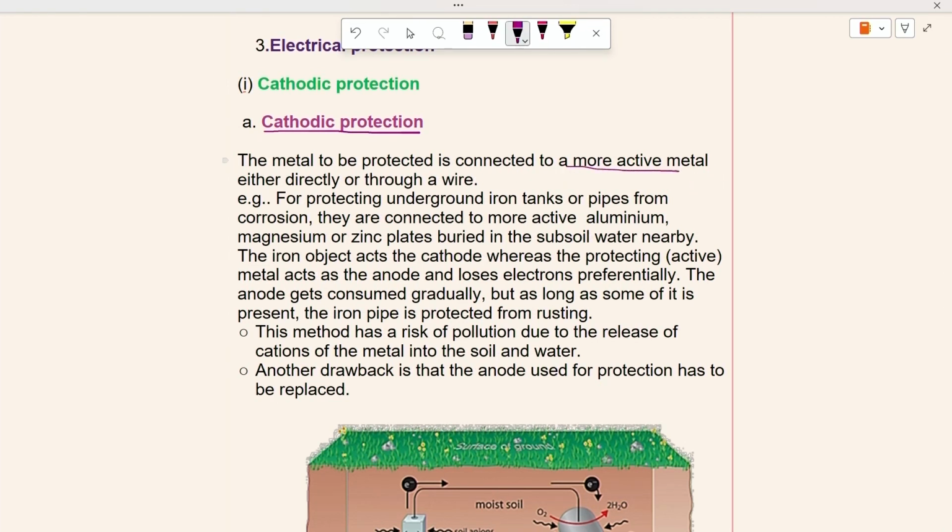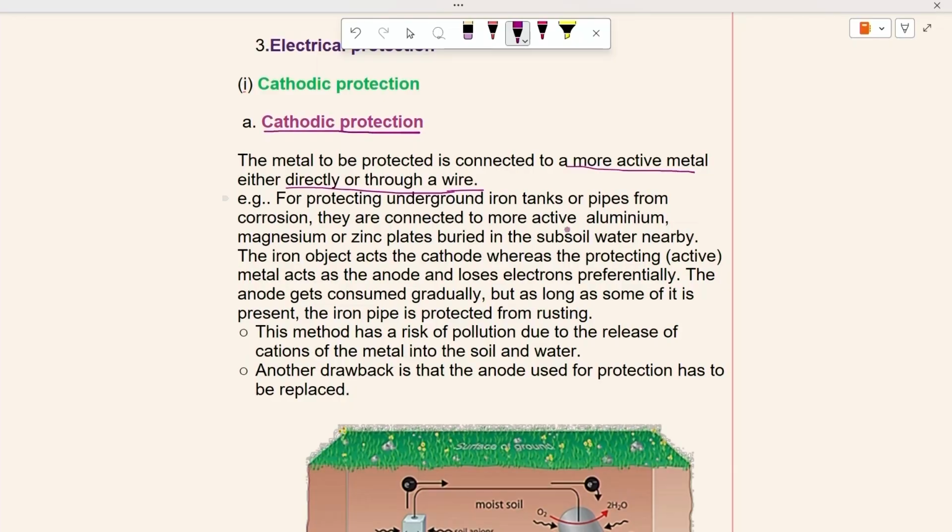In ordinary cathodic protection, we have a more active metal connected through a wire, or directly through an electrolyte, to the metal to be protected. This method is usually used for protecting underground iron tanks and big iron pipes which carry fluids. These iron structures are connected to more active aluminum, magnesium or zinc plates.